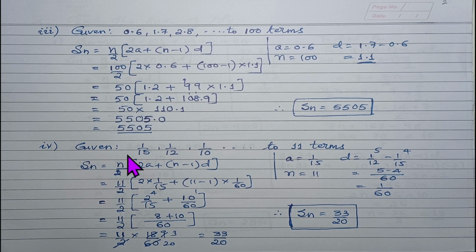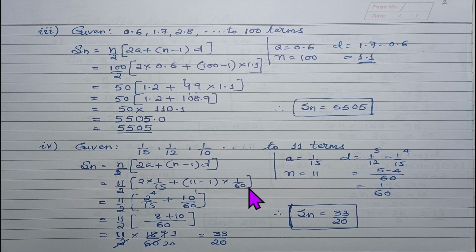Now coming to the next example, we are given the AP 1 by 15, 1 by 12, 1 by 10 and up to 11 terms. So we have to find S11 here. So now we have 11 terms, therefore 11 upon 2 in the bracket 2 into 1 by 15 plus (11 minus 1) into 1 by 60. We have found out that the value of d is 1 by 12 minus 1 by 15, and the value of d is 1 by 60.